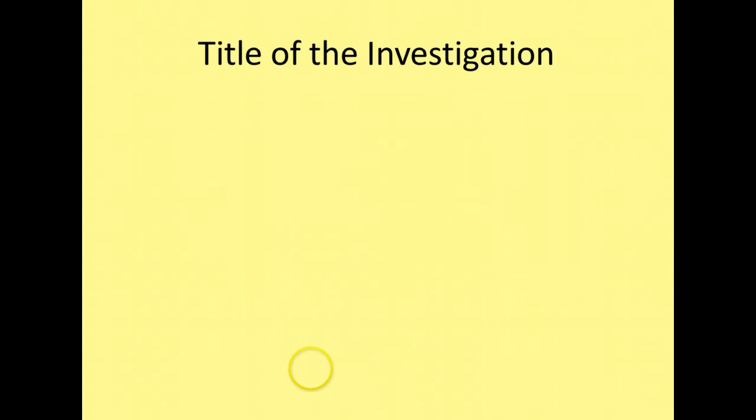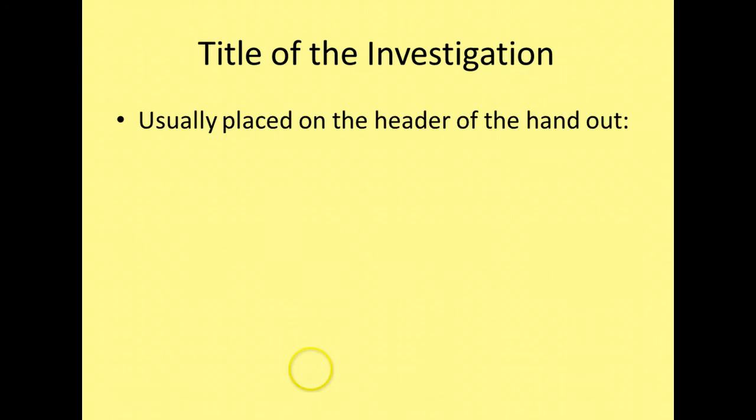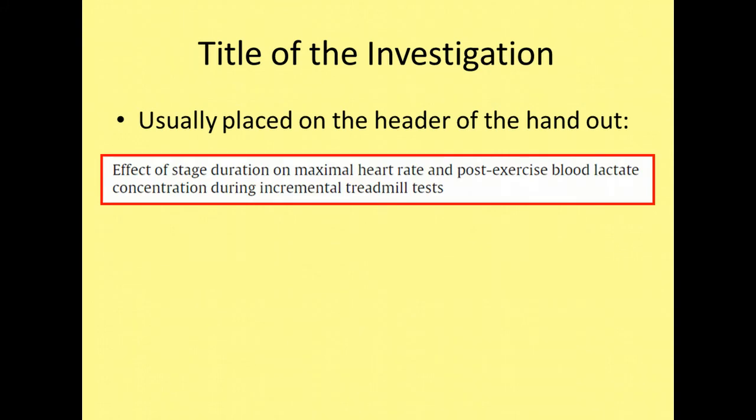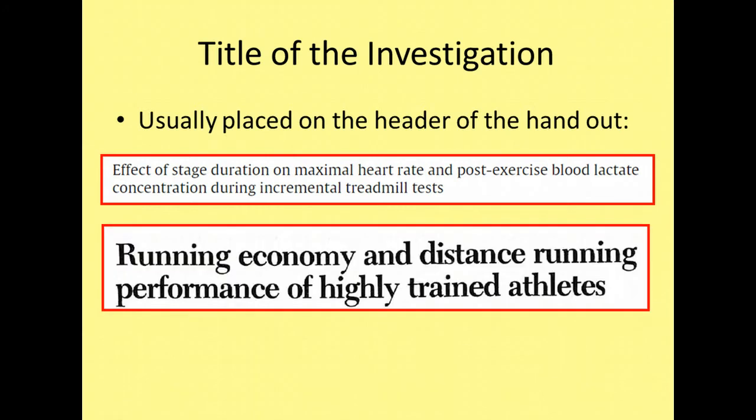So to start off, your title of investigation is usually given out at the top of your handout. Here are two examples. One is the effect of stage duration on maximal heart rate and post-exercise blood lactate concentration during an incremental treadmill test. So this is the actual title, which gives an insight into what the investigation is about. Secondly, here's another one: running economy and distance running performance of highly trained athletes. So this is the title of the investigation, and that always needs to go at the top.